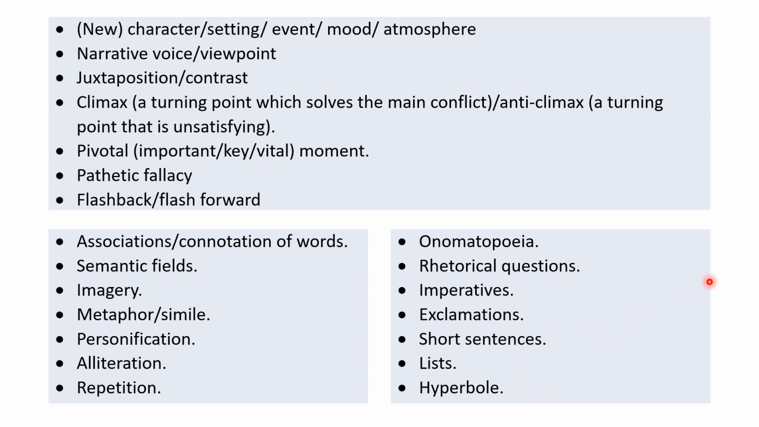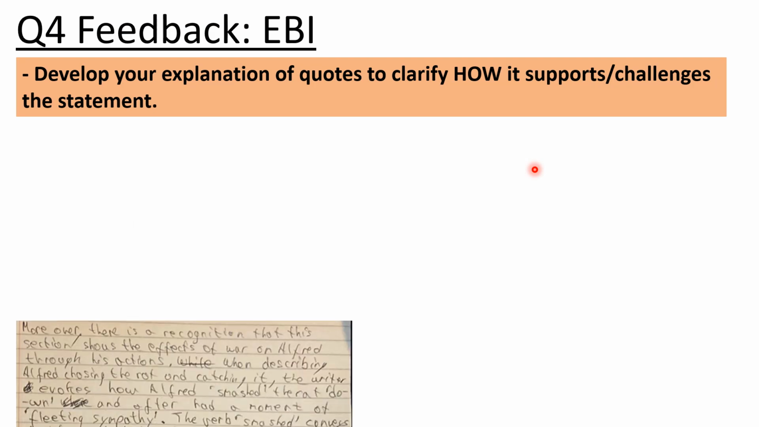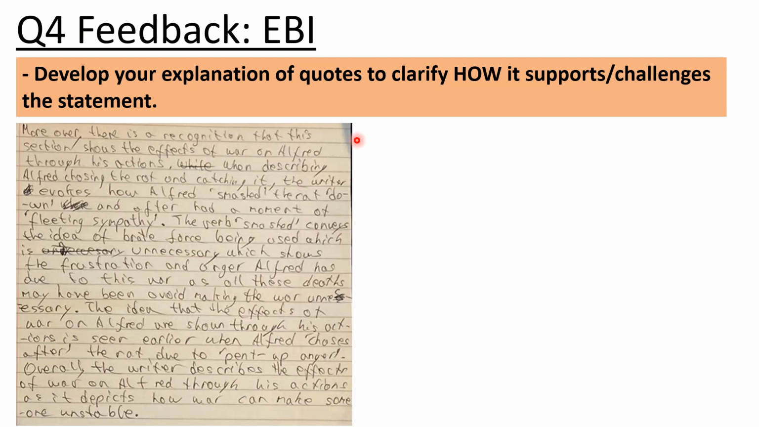So these are all things that you can use and analyse to support your point of view. So if you're agreeing with a statement, can you identify any of these things that help support that statement? If you're disagreeing with a statement, can you identify any of these things that help you disagree with a statement? You need evidence to support your point of view, and these things form that evidence. So let's have a look at this example here.